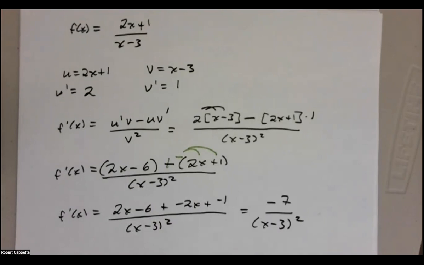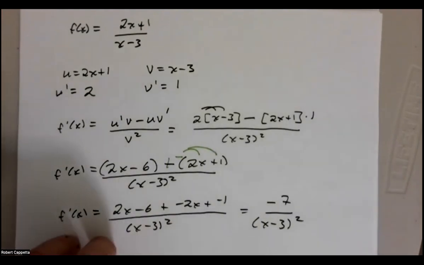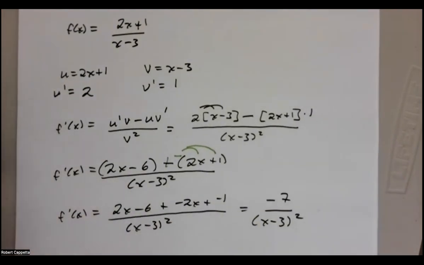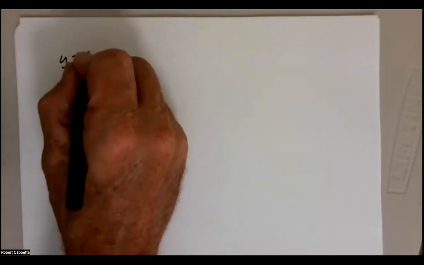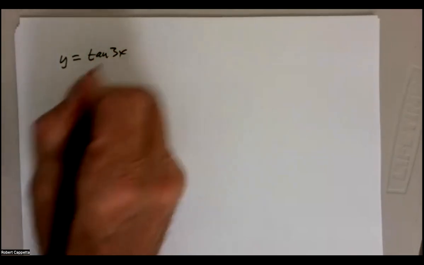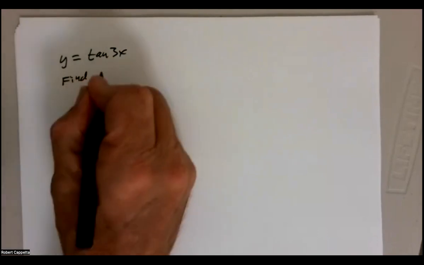And then we're going to look at tangent 3x. Again, the rules on this section were to use the quotient rule. Now, we certainly have the memorized derivative of tangent, and we have the chain rule, which I will need to use in this problem. But to use the quotient rule to answer that, how am I going to do that? So I have y equals the tangent of 3x. Find dy dx.